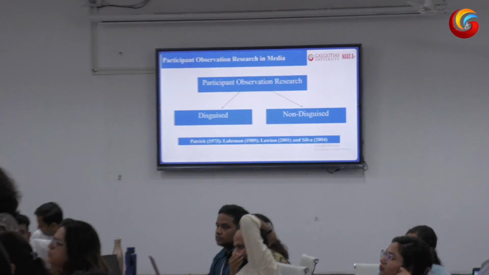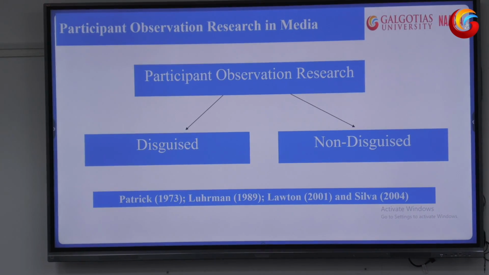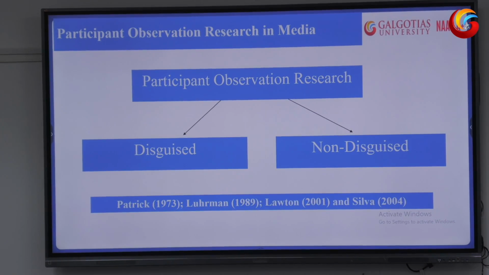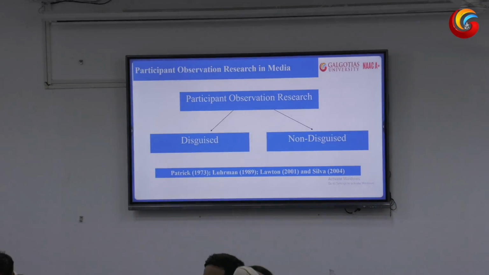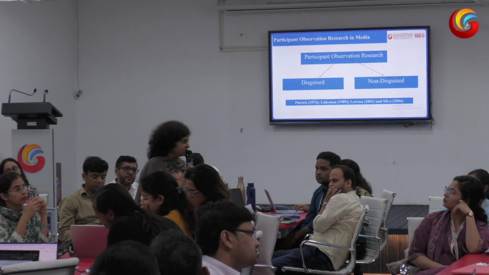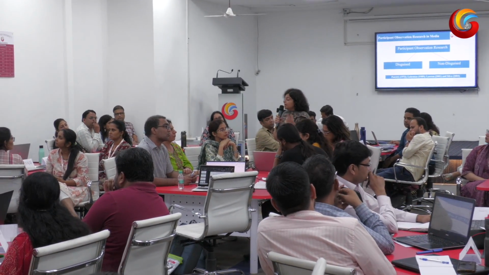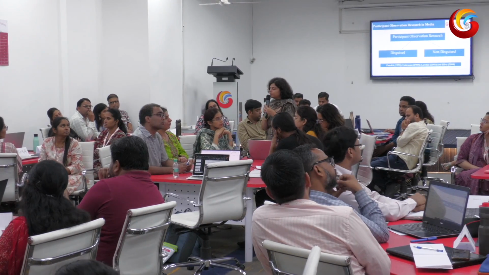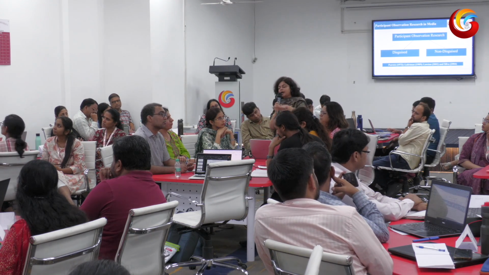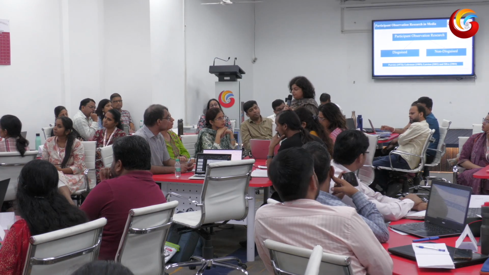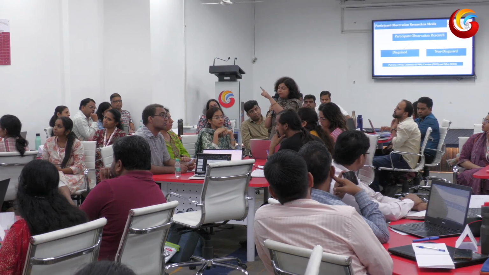So, in social science, we actually have two approaches of research. One is qualitative and other is quantitative. Now, when you talk about qualitative approach of research, we have various methods like interview, focus group discussion, then content analysis, mini group discussions, and also observation is one of the prominent methods. Now, in observation, we have two categories. One is non-participant observation research, and the other is participant observation research. This particular session is based on participant observation research, which is in two categories. One is disguised, and another is non-disguised.